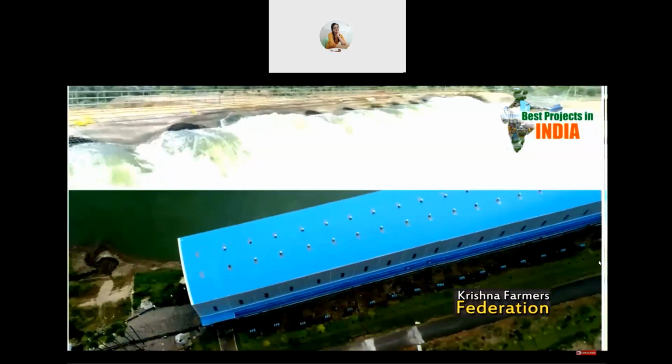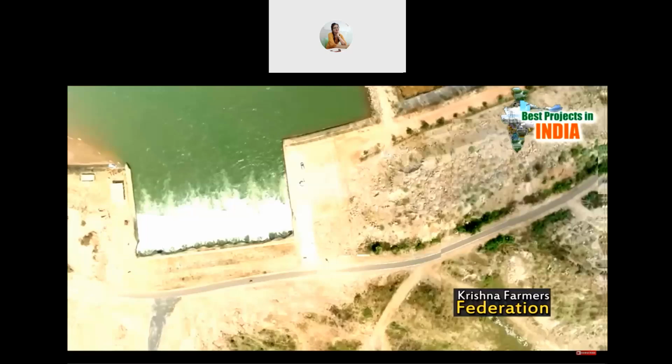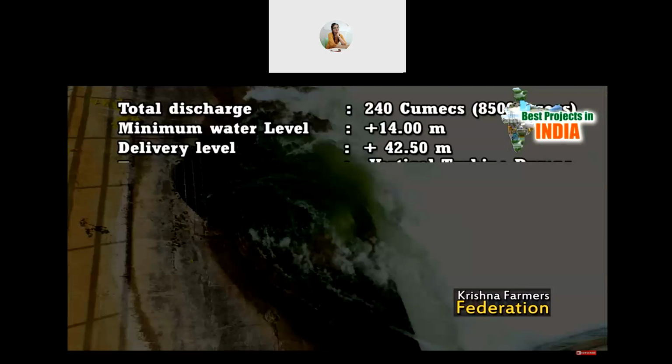Salient features of the project. The main components of the work are pump house, electromechanical works, substation, pressure main, delivery system, and erection of transmission line. Total discharge, 240 cumecs, 8,500 cusecs. Minimum water level, plus 14 meters. Delivery level, plus 42.50 meters. Types of pumps, vertical turbine pumps. Number of pumps, 24. Discharge of each pump, 10 cumecs, 354 cusecs.